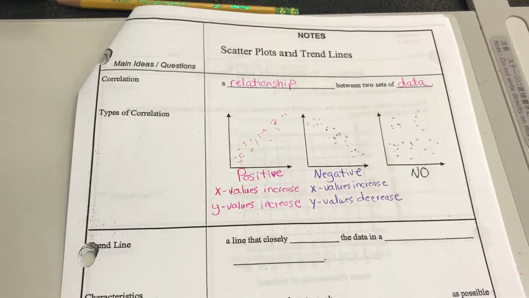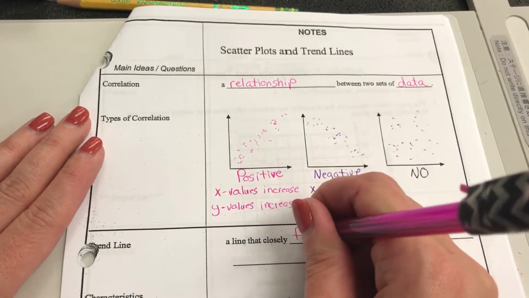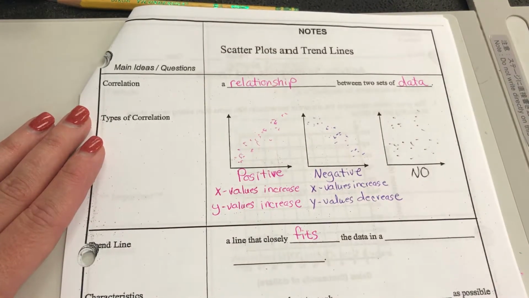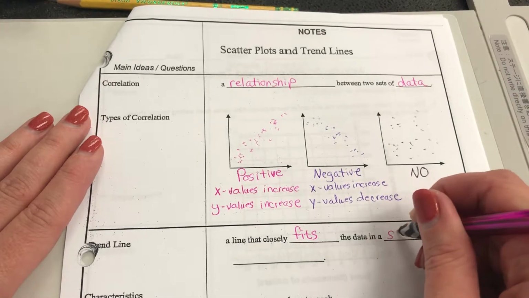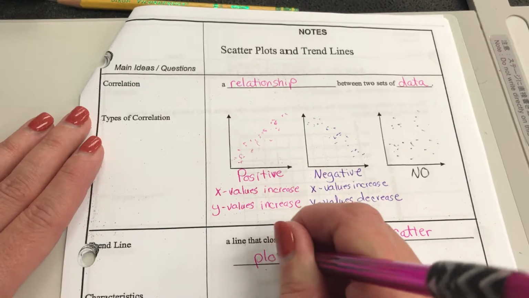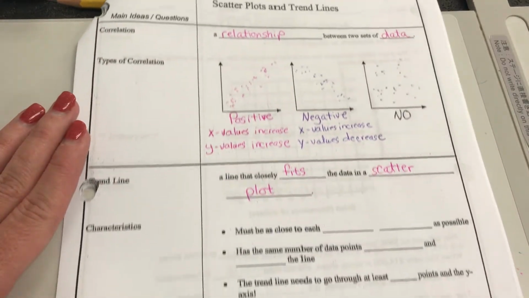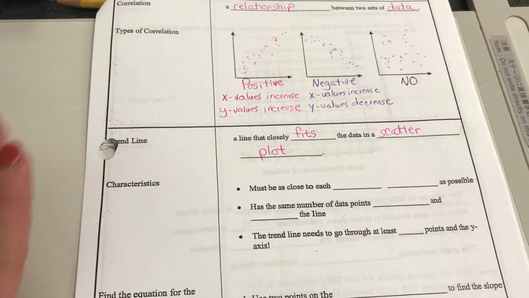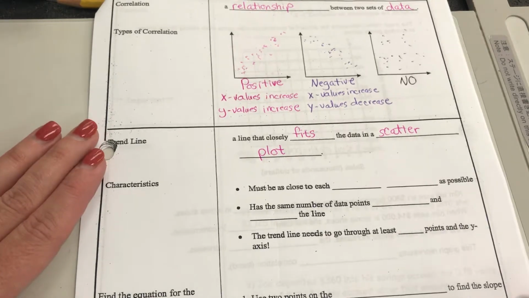All right, so let's go on and let's figure out what is a trend line. Okay, a trend line is a line that closely fits the data in a scatter plot.